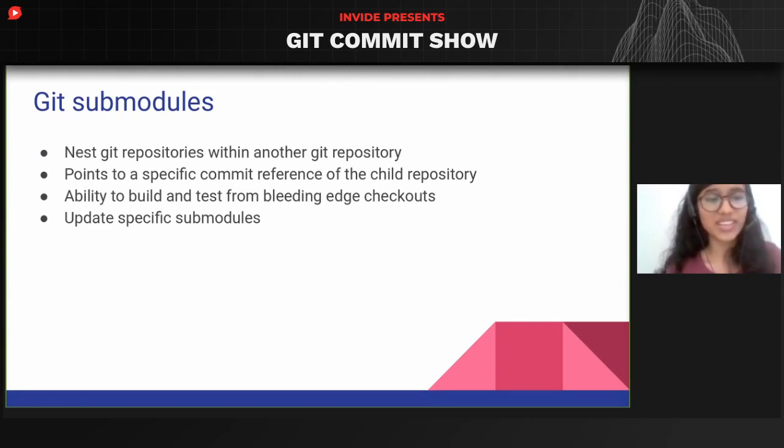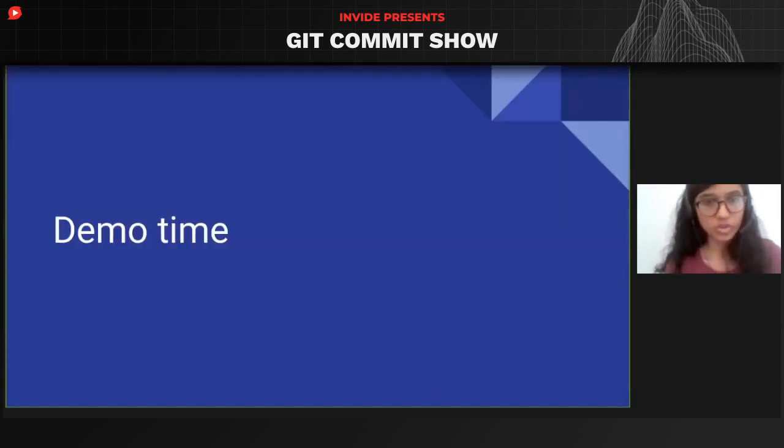The next thing is, since I'd already discussed the ability to build and test from bleeding edge checkouts, it was one of the disadvantages. If this tool doesn't provide that, then what's the use of it? And one more thing is we can update specific submodules if we wish to. You can update all the submodules in one go, or you can choose to update specific submodules, whatever you wish to. So, demo time.